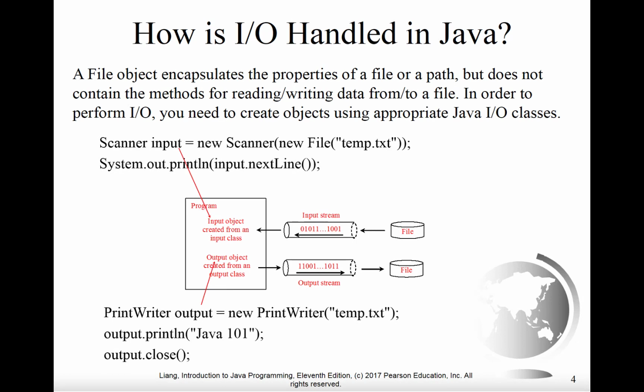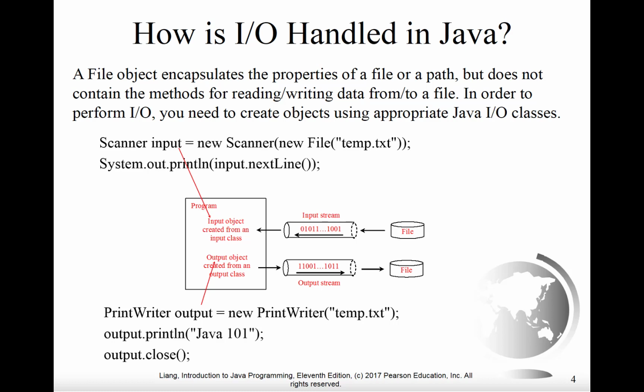Back in Chapter 12, when we talked about text I/O, one of the things I emphasized was that the file object does not actually allow you to read or write to or from a file. It simply encapsulates the properties of a file or path. So in order to actually perform I/O, you need to use a scanner or a writer as appropriate.